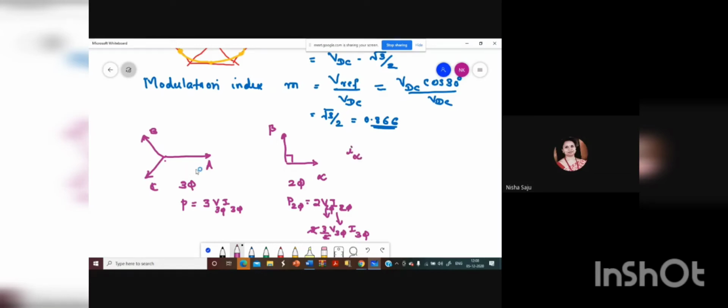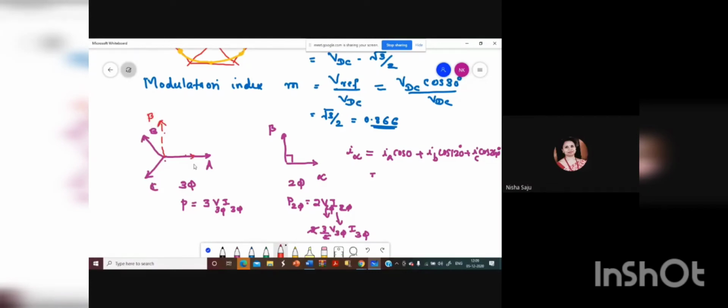Since we are taking the A phase and the alpha phase along the same direction, what will be your I alpha? Since it is along the same axis as IA, I alpha will be equal to IA cos 0 plus IB cos 120 plus IC cos 240. Why? Because IA is along this direction. You can draw the structure here itself, with alpha and beta, and it will be easier to understand.